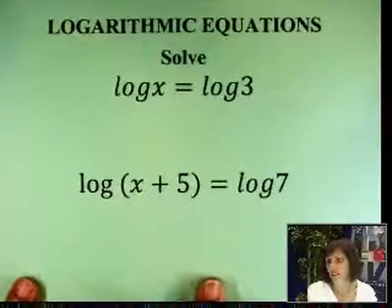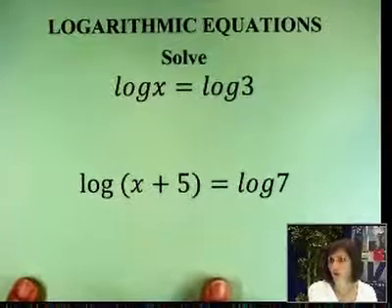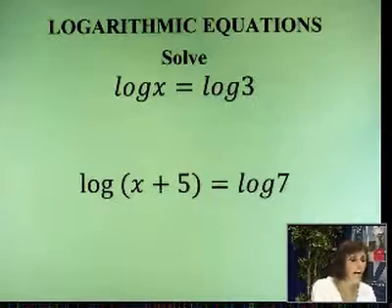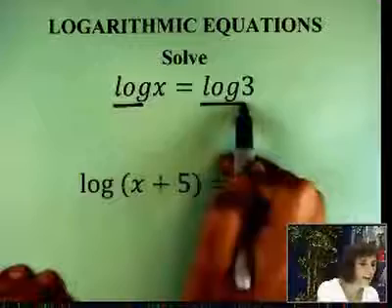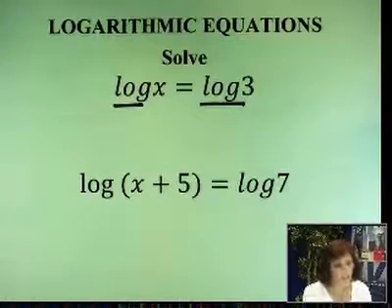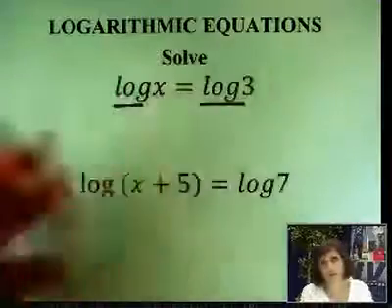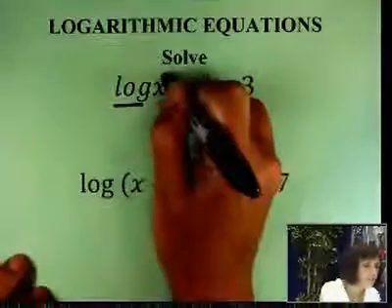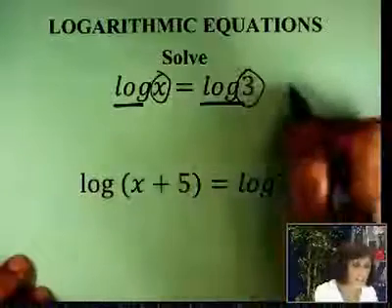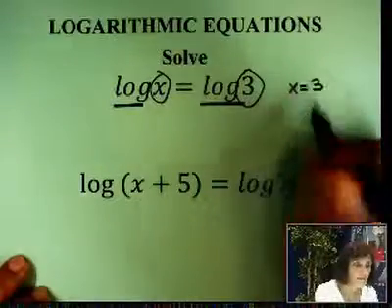Okay, the question is, you're asked to solve something like this. You have a log on the left and a log on the right. It looks like the bases are matching. The only way to solve this is that if the bases are matching and you have logs on both sides, that means these two have to match as well. So this is fairly easy, so you get x equals 3.